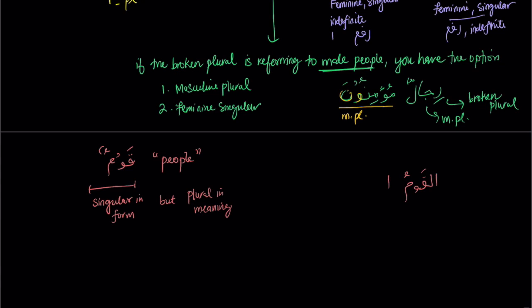So for example, you'll see in the Quran, al-qawmul kafiruna. Both of the isms are definite here because there's al and no tanween. And even though this is a singular ism, this kafiruna is plural. But this is acceptable because qawm is plural in meaning.